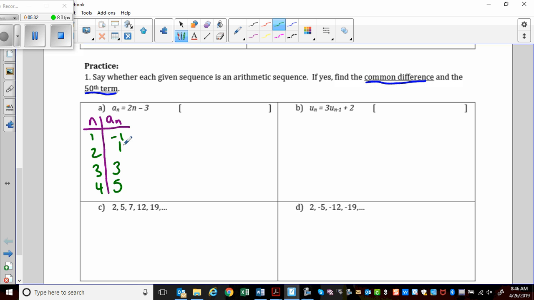Now I need to know if the a sub n's are going to be arithmetic. If I go from negative 1 to 1, I'm adding 2. From 1 to 3, I'm adding 2. And from 3 to 5, I'm still adding 2. Perfect. So we're going to say yes, this is an arithmetic sequence. All right, my difference is 2.